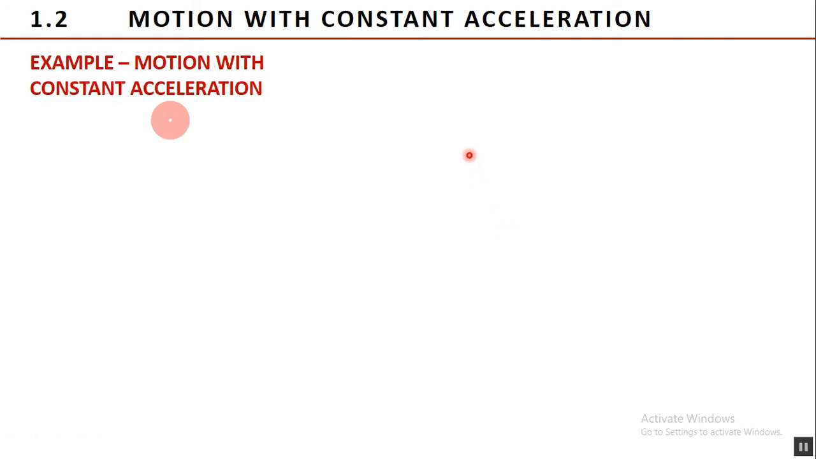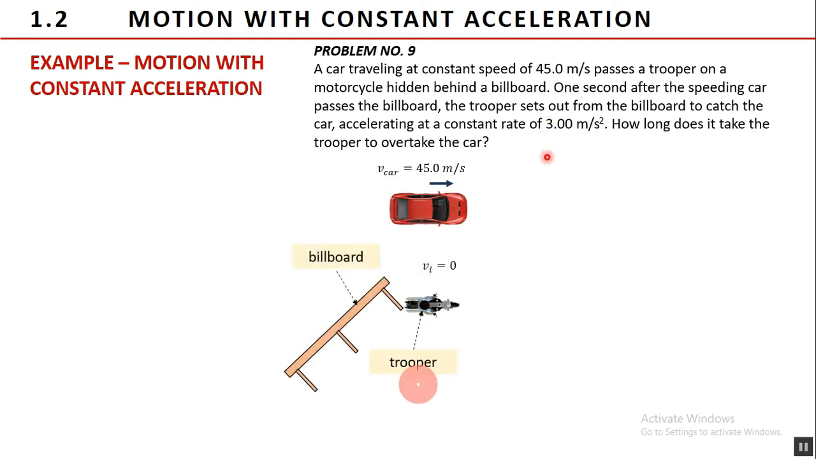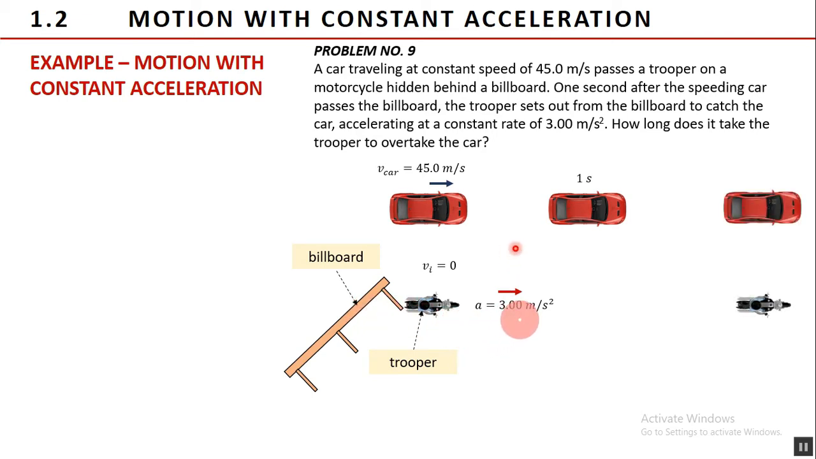Congratulations for answering exercise number 4. I'm pretty sure you got them all. Now, let us give another example. This problem deals with two objects, one moving at constant velocity and the other accelerating at a constant rate. Problem number 9. A car traveling at a constant speed of 45 meters per second passes a trooper on a motorcycle hidden behind a billboard. 1 second after the speeding car passes the billboard, the trooper sets out from the billboard to catch the car, accelerating at a constant rate of 3 meters per second squared. How long does it take the trooper to overtake the car?